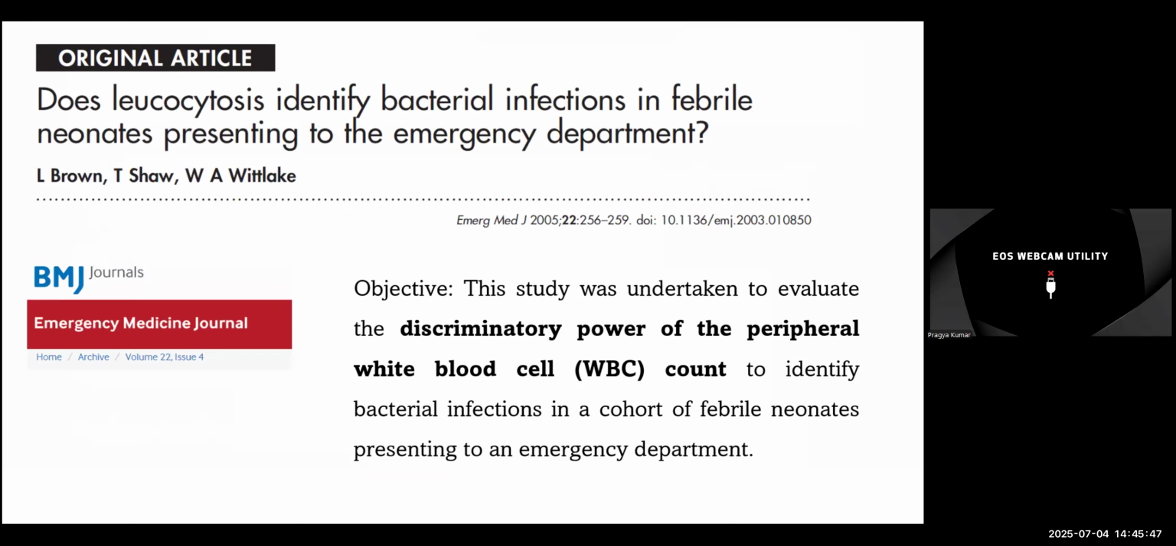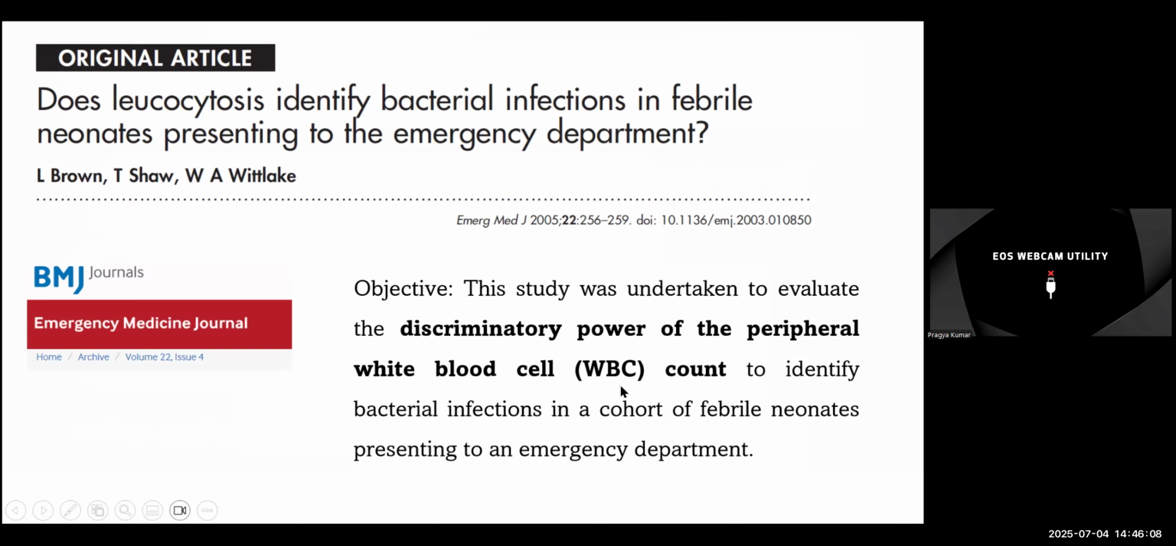So how it does it, suppose this is just for demonstration, this is one article, and the title of this article is, Does Leukocytosis Identify Bacterial Infection in Febrile Neonates Presenting to the Emergency Department? There, their objective is to evaluate the discriminatory power of the peripheral WBC count.